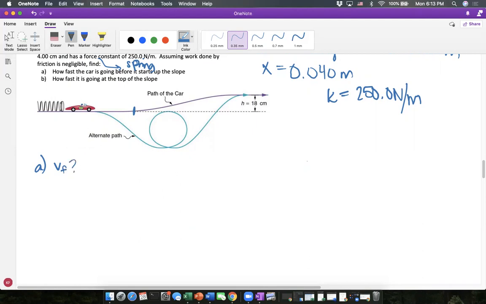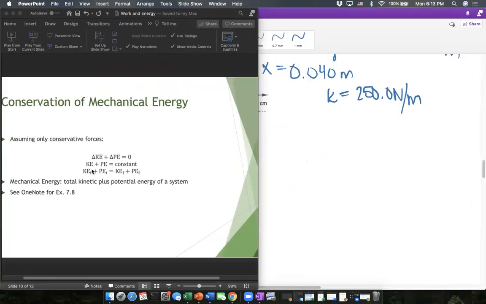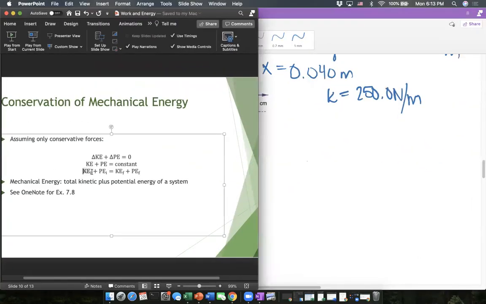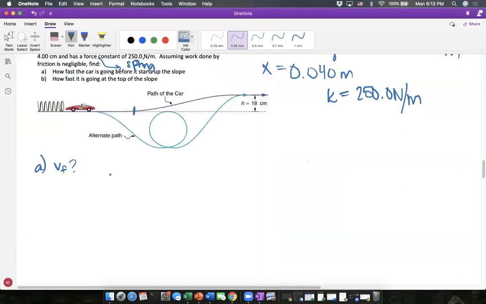And what we can do is, like we had in this equation here with my kinetic energy and potential energy, I'm going to go ahead and use that formula. So I'm just going to write a K for kinetic energy and a P for potential energy. Hopefully that's okay with you guys.